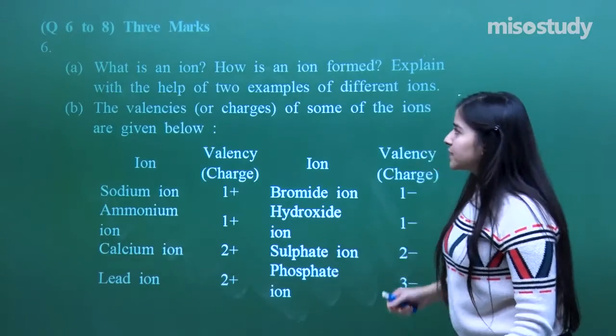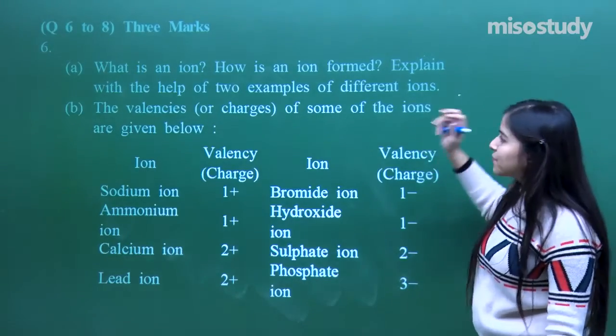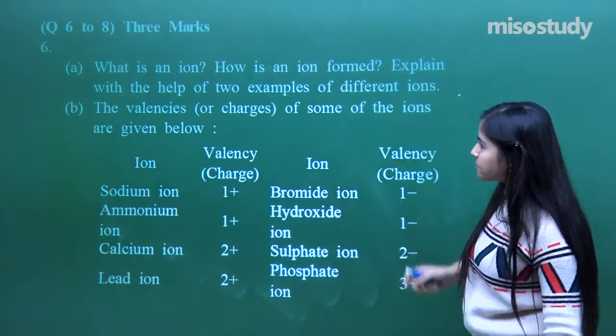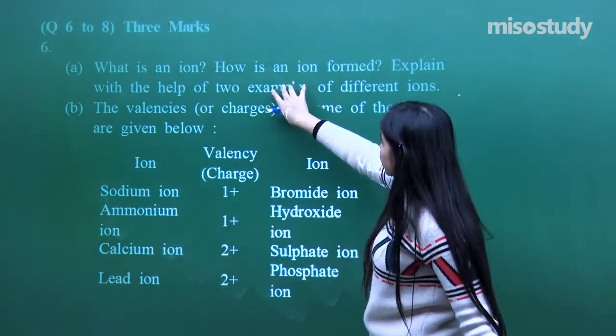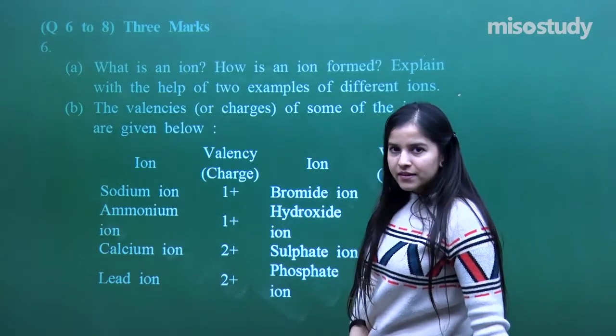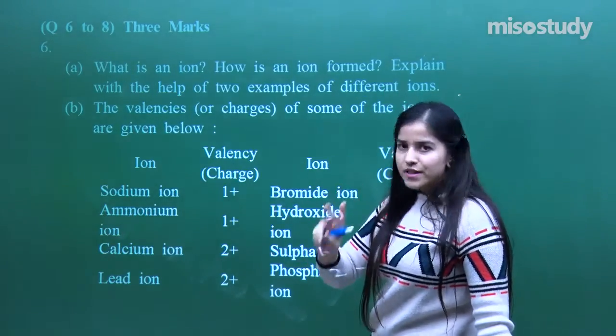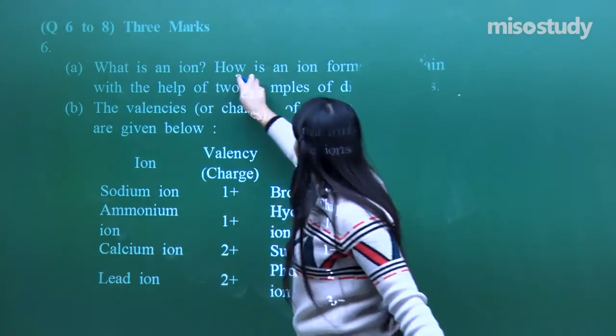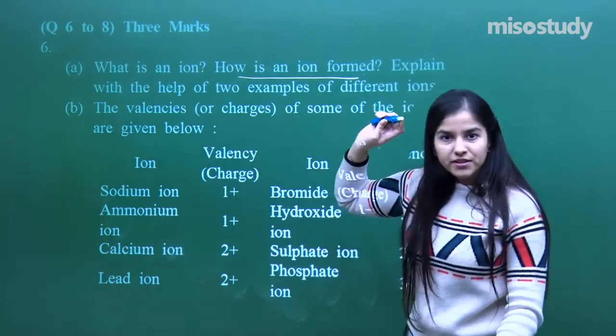Now question number 6. Okay, 3-mark question, seems to be a pretty good question having several parts. What is an ion? How is an ion formed? Okay, first of all, what is an ion? Ion is a species which is not stable first of all. It is formed whenever, how it is formed? Now comes up the formation.